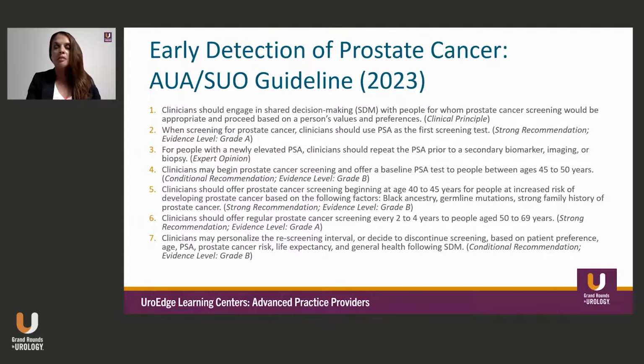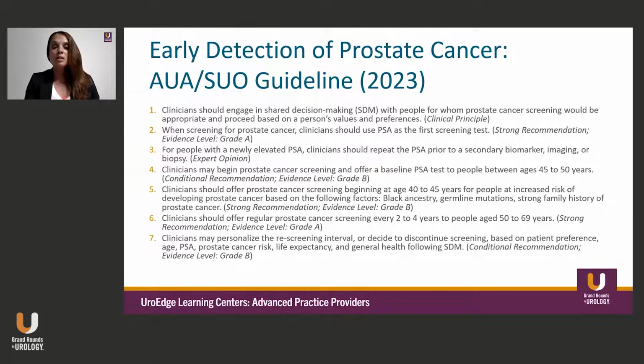Here, this is a lengthy slide, but it's important to note that early detection of prostate cancer has to be a shared decision-making model. And these guidelines are set forth by the AUA, the American Urological Association, and the SUO, the Society for Urologic Oncology. So these guidelines say that, number one, clinicians should engage in that shared decision-making with patients for whom prostate cancer screening should be appropriate. When screening for prostate cancer, clinicians should use PSA as the first screening test. For patients with a newly elevated PSA, clinicians should repeat that PSA and make sure that it's a true value.